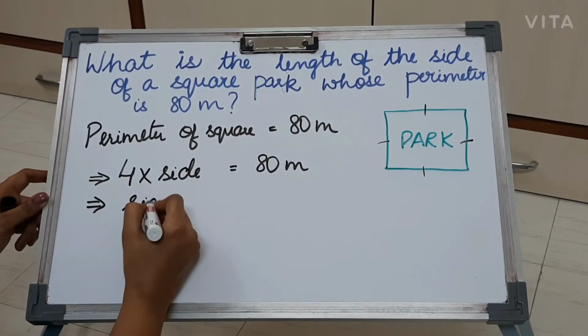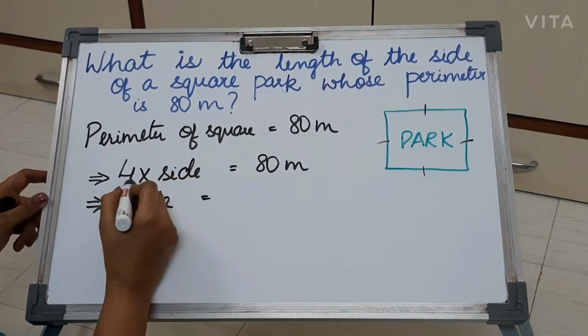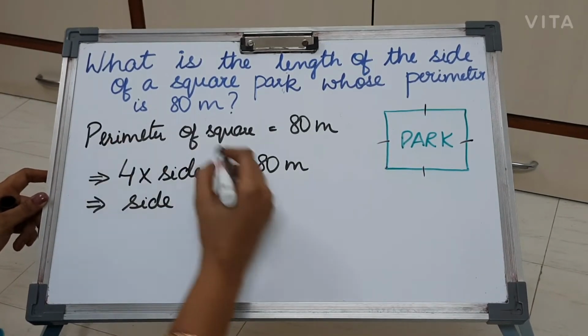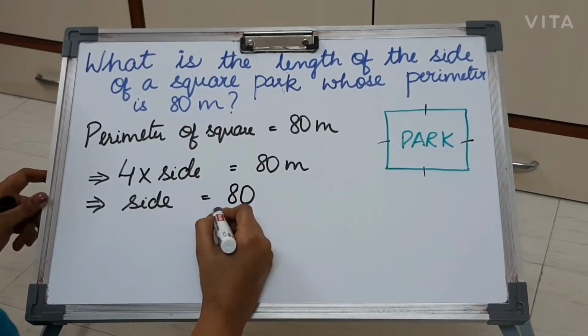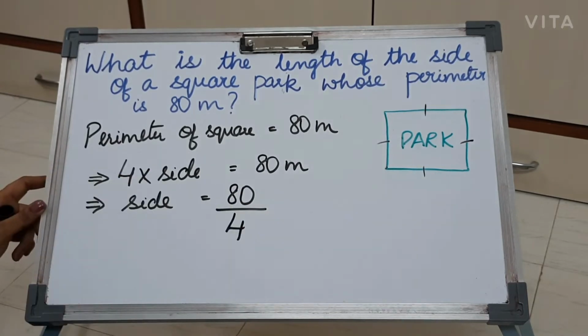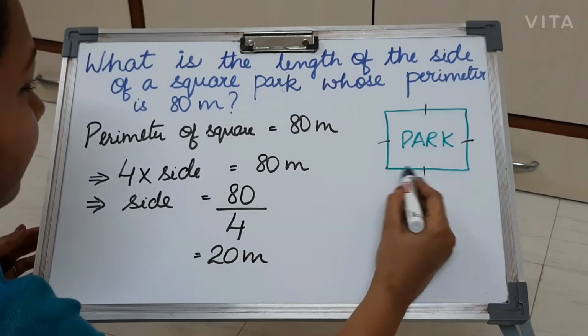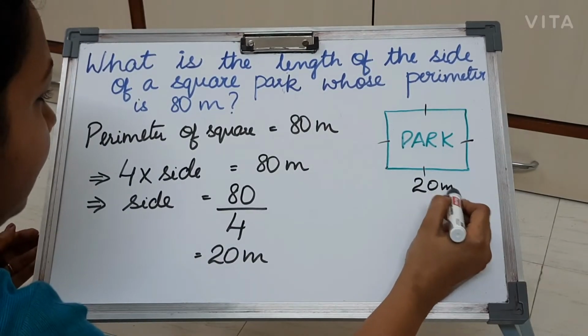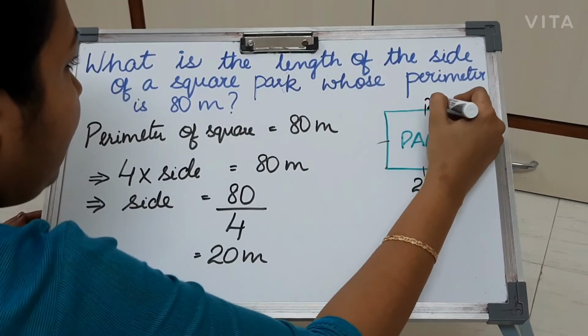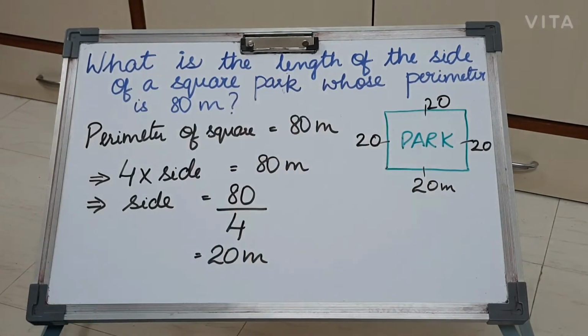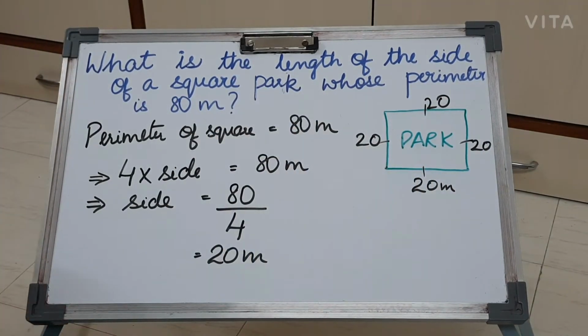Now what do we have to find? The length of the side, that is equal to 80 by 4. We will take the 4 down. Why? Because we have multiply. The other way, when we take it, it will be divide. So the side is what? 20 meters. So the length of one side is 20 meter. All are 20, 20, 20. Very easy. So this is the way we have to solve this type of question.